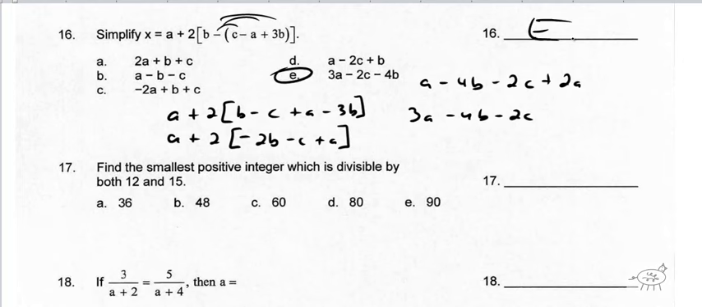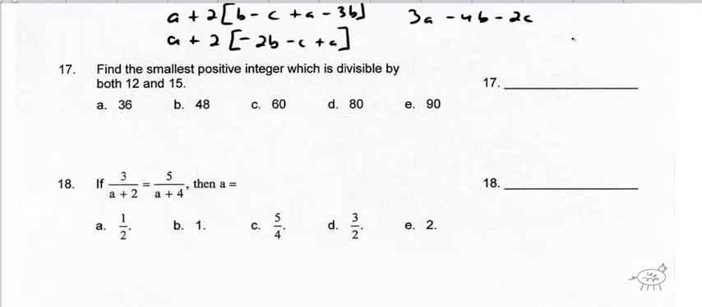Okay, 17. Find the smallest positive integer which is divisible by both 12 and 15. Well, this is just kind of going up the way here. I mean, look at it. 36, well, 15 doesn't go into 36. 48, well, 15 doesn't go into 48. 60, oh yeah. I mean, type it in your calculator. 60 divided by 12 is 5. 60 divided by 15 is 4. That's my answer. Pretty easy.